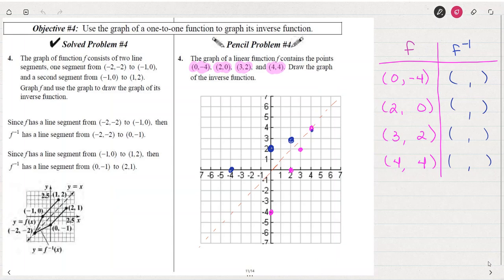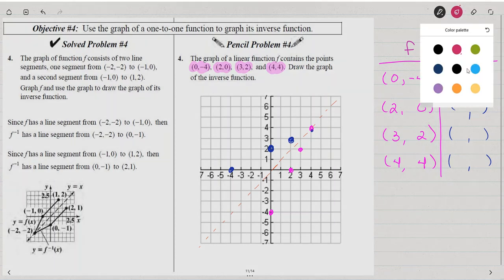Number 4, we could use some information about a function to find its inverse, but from the graph. So what I have here is these pink points: (0, -4), (2, 0), (3, 2), (4, 4). I've graphed those. Watch what happens for the inverse.